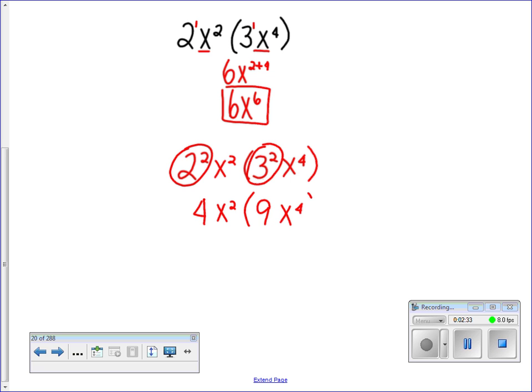Before I multiply my bases, I have to make sure that if they are coefficients, they are brought down to the 1st power. And now I can do 4 times 9 is 36. Keep the base of x. 2 plus 4 is 6. And my final answer is 36x to the 6th power.